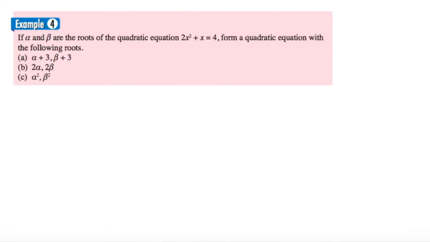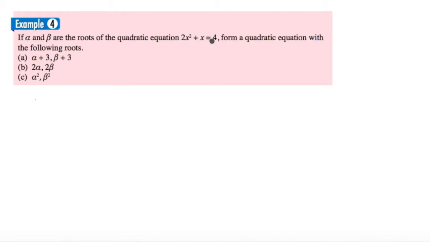If alpha and beta are the roots of the quadratic equation, form a quadratic equation. The information given is that alpha and beta are the roots. So from here, what information do you have and what do you need to find? You need to find the quadratic equation. So the final answer you must give in the general form of a quadratic equation. What information can we take from here? Alpha and beta are the roots, so we can go from here to alpha plus beta, the sum of roots.